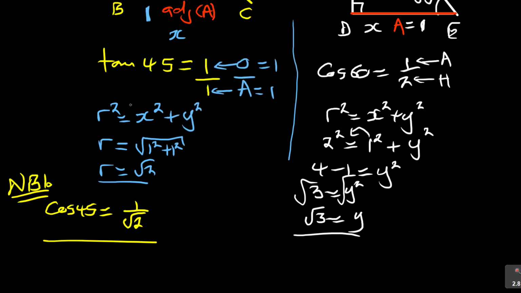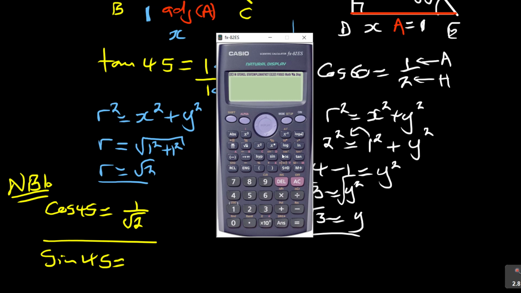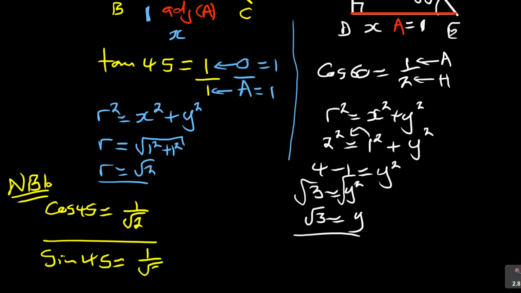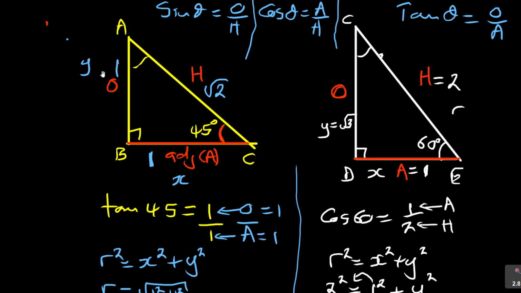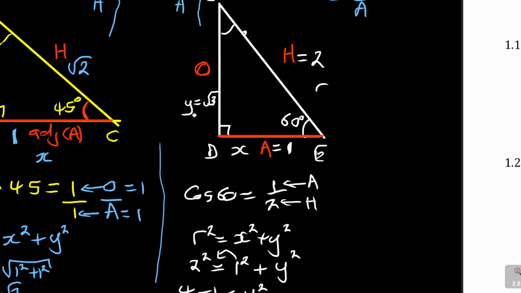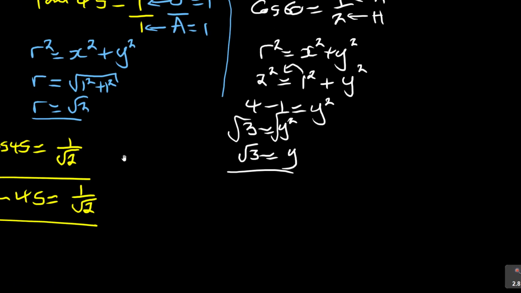Same thing, if I can say to you, find sin 45, you can actually use a calculator. And then if you say sin 45 equal to, see, root 2 over 2. When you see that, you must know that it is 1 over square root of 2. But you can check it again with the triangle. It's 1, sin is O over H, O, which is 1 over H, which is 2.